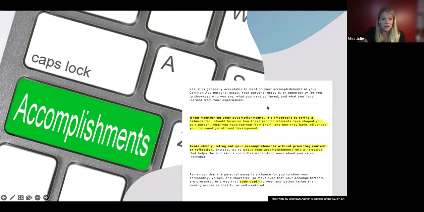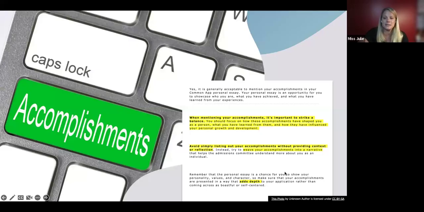It's generally acceptable to mention your accomplishments in your Common App personal essay, and your personal essay is an opportunity for you to learn from your experiences, right? So when mentioning accomplishments, it's important to strike a balance. You should focus on how these accomplishments have shaped you as a person, what you've learned from them, and how they have influenced your personal growth and development, right? So again, I don't know if you've noticed the common pattern here, but in each one of these misconceptions, what do I go back to? Your essay should show how you have been shaped as a person, right? What you've learned from the story you're telling, and your personal growth from beginning to end as well.